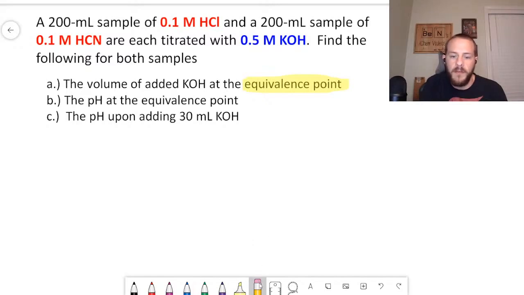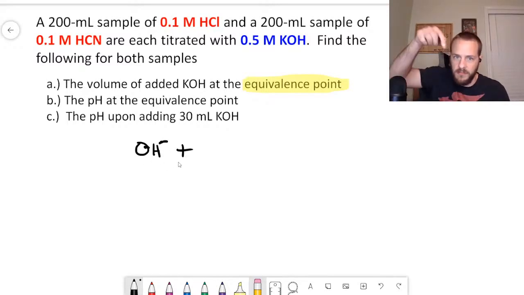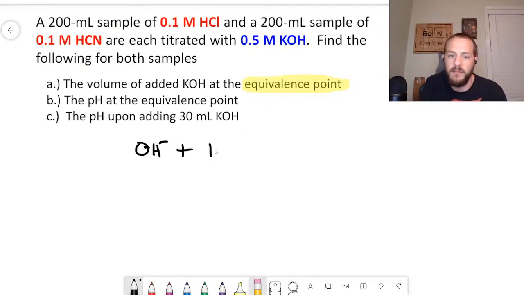So let's look at this. If we write out the neutralization reaction, you have some OH minus, that's the hydroxide, the important part of potassium hydroxide. So that represents what you add, the stuff in the burette that's falling downward into the analyte. And then the analyte, that's H+, the important part of HCl. And of course, they react to form water.